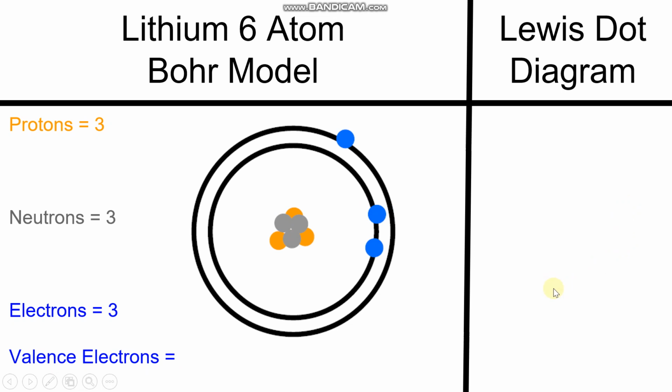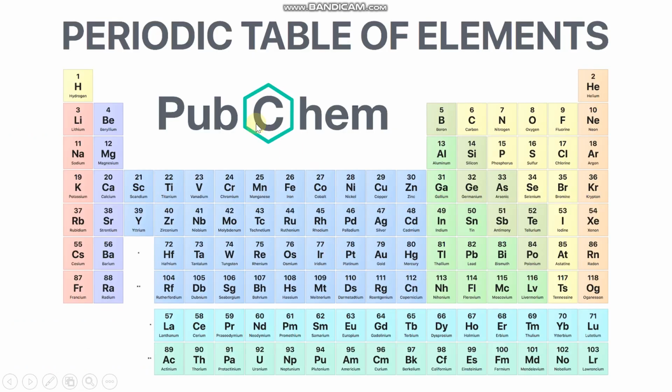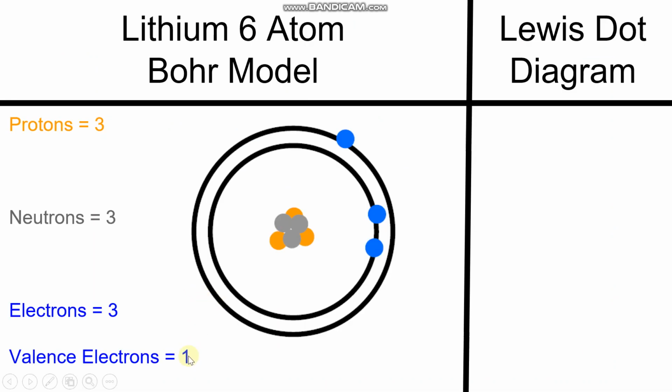In our next example, we're going to take a look at lithium. Again, I've got the Bohr model right here. So 1, 2, 3 protons, 1, 2, 3 neutrons, 1, 2, 3 electrons. Okay, and then we can take a look at lithium on the periodic table, and we can see that lithium is the first element in its row. It's the first one in here. That means it's only going to have one valence electron. We can also see that when we draw the Bohr model, we only put one electron on the outside there.